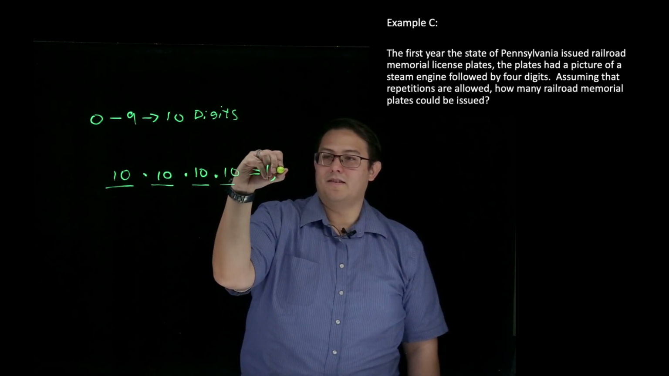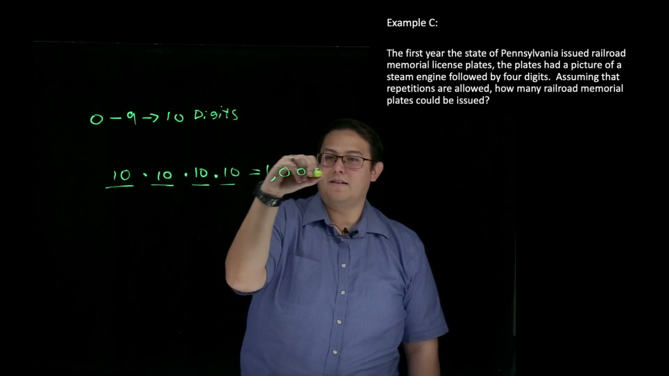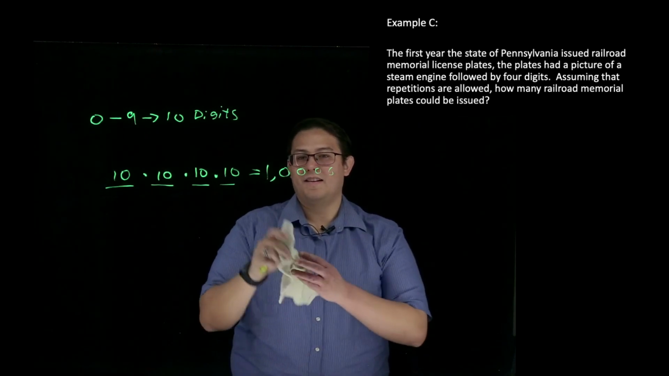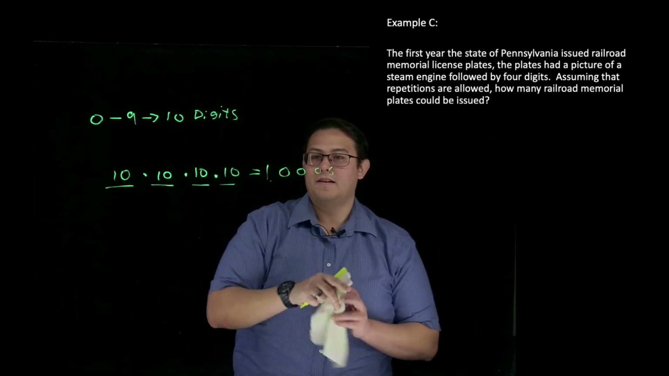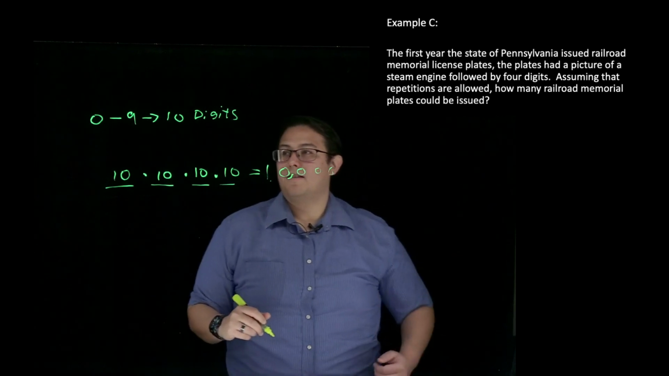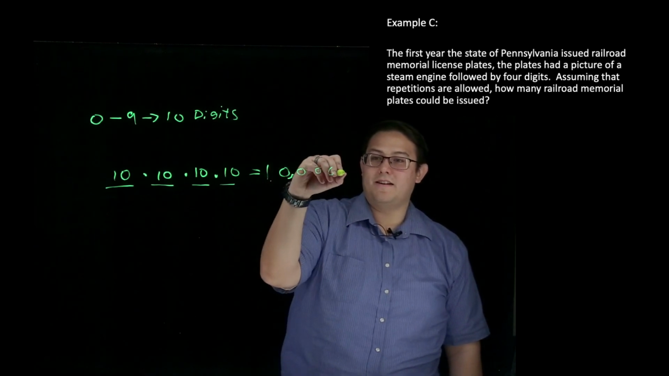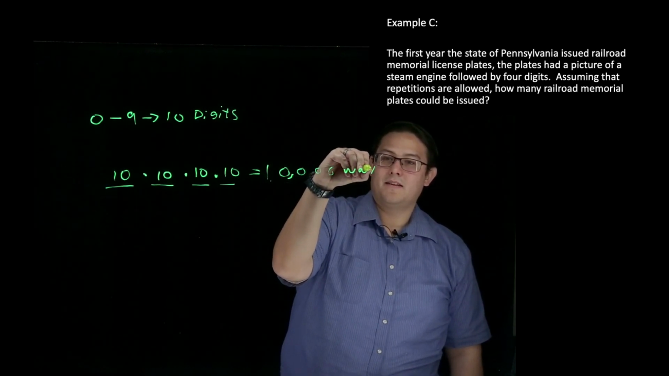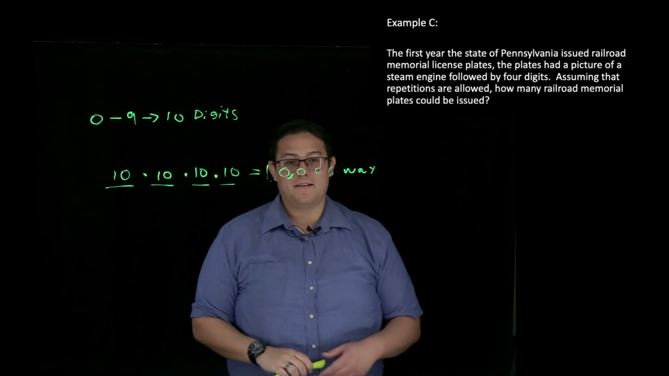So then I got a 3, 4. So this is incorrect here. It should go there. So there are 10,000 ways to make this license plate.